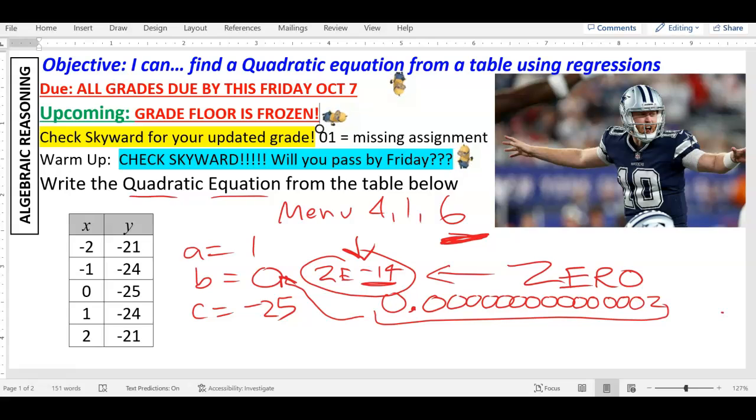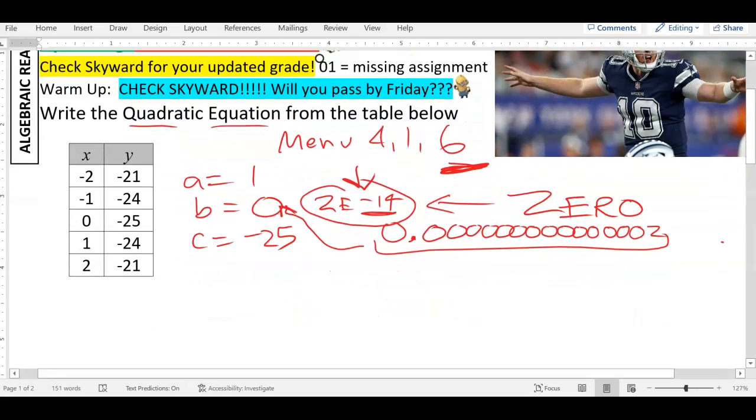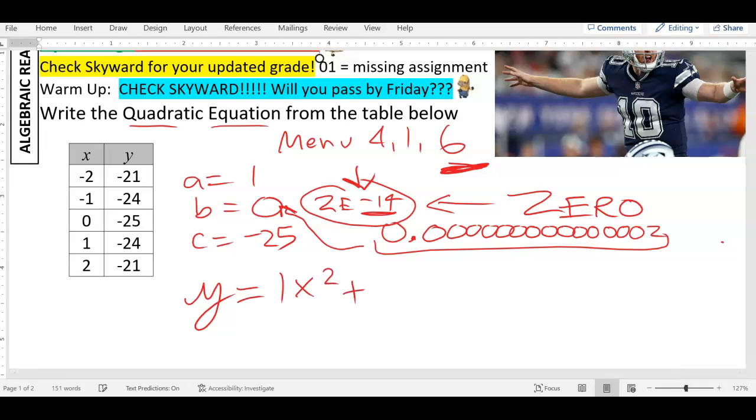So we want to write that equation. If I have A, B, and C, I want to write the equation. Here we go. Y equals A, which is 1, x squared, plus B, 0x, plus C. Now, if you put plus negative 25, that's okay. But each of those 3 terms could be written better. It's really going to be x squared with no 1, because 1 is implied. You don't write a 0x because it's gone. And then you just put minus 25 because plus a negative is the same thing as subtraction.